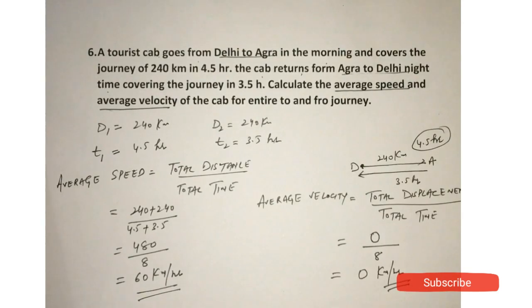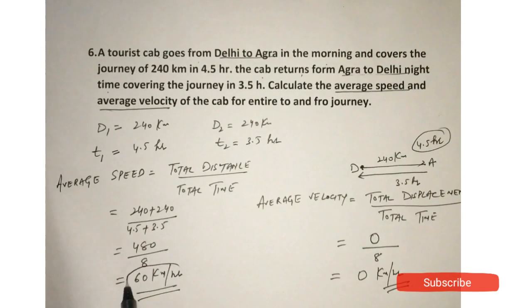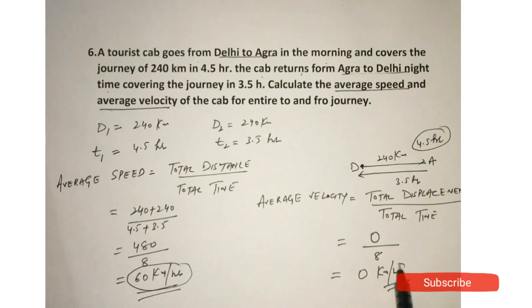So in this case the average speed is 60 kilometers per hour and the average velocity is 0 kilometers per hour, because velocity is a vector quantity. Clear? Thank you.